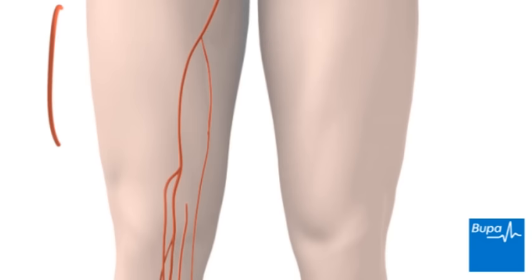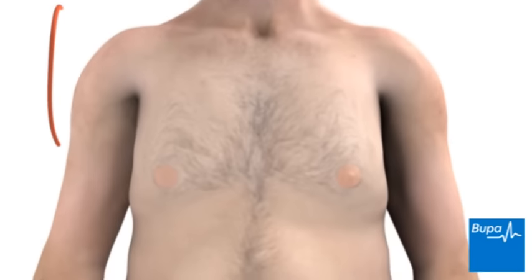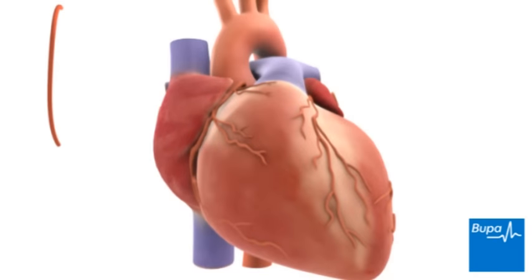A cut is then made down the middle of the breastbone or sternum, and the rib cage is opened so the surgeon can reach the heart. The surgeon may attach the new grafts while the heart is still beating, but it's more common for medication to be used to temporarily stop the heart.